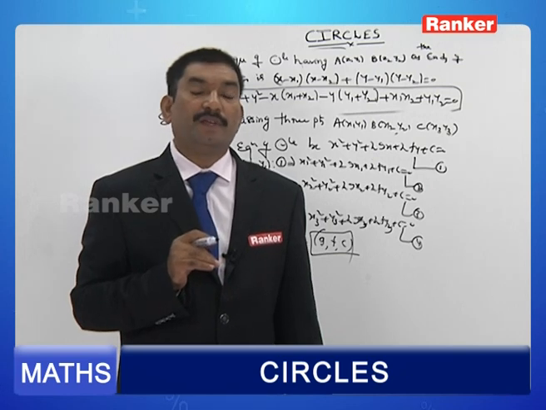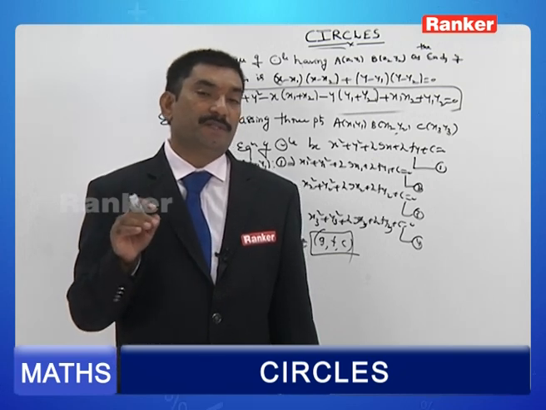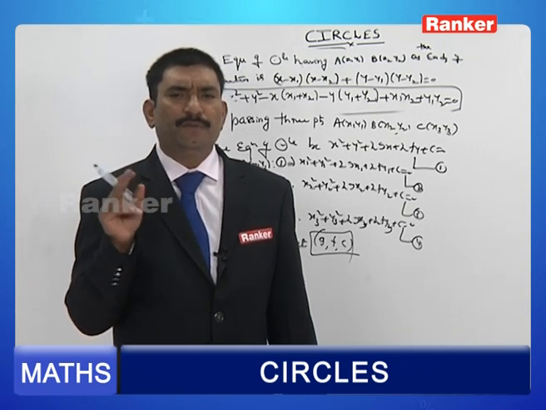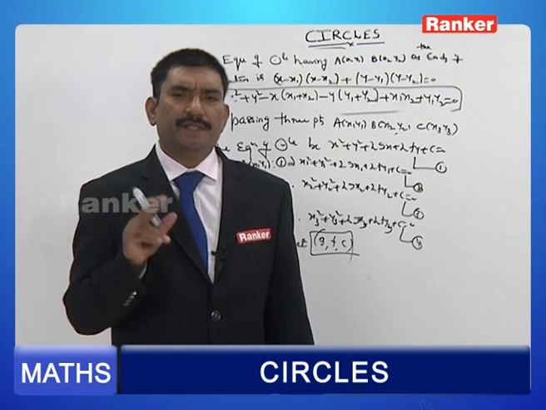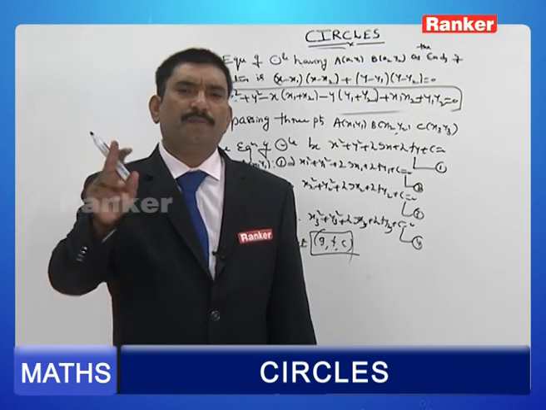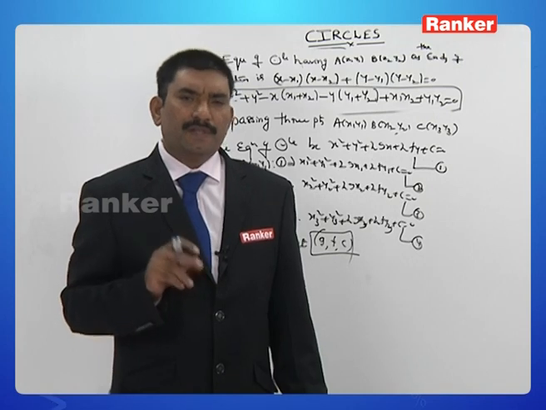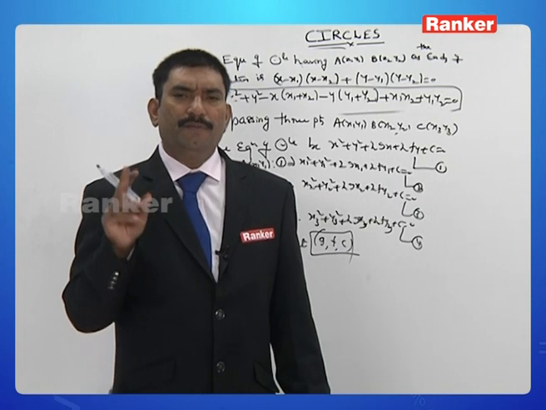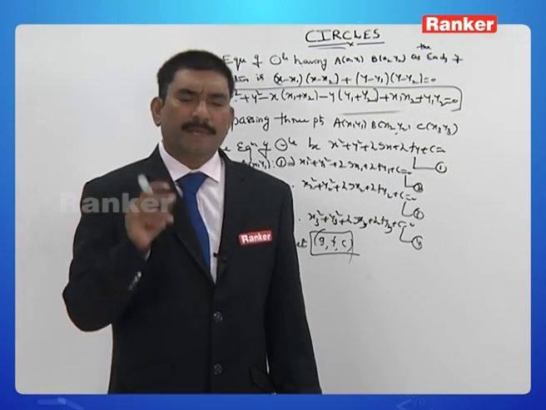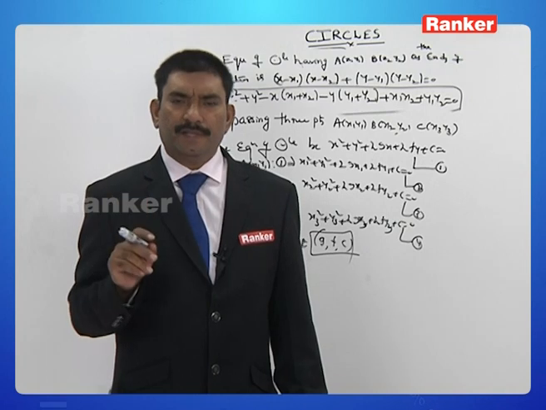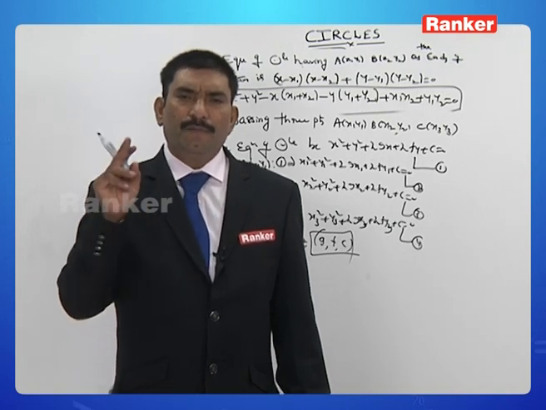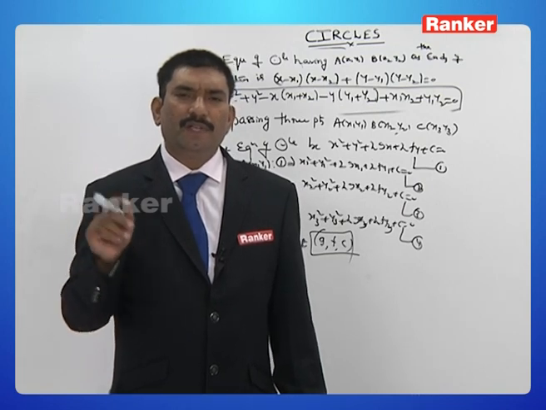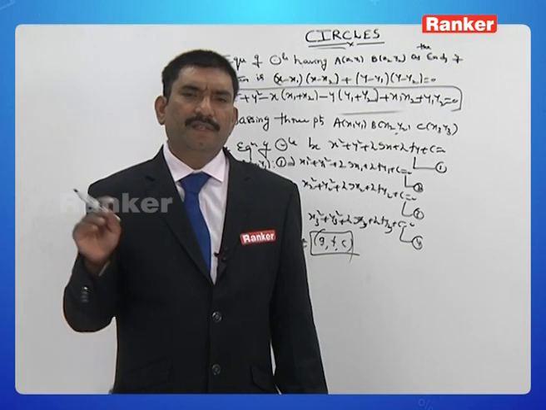This is the second method. What first method did I tell? Passing through 3 points. That is the determinant x1 y1 1, x2 y2 1, x3 y3 1 into x square plus y square, plus the determinant with c1 c2 c3, y1 y2 y3, 1 1 1 into x, plus the determinant x1 x2 x3, c1 c2 c3, 1 1 1 into y, plus the determinant x1 y1 c1, x2 y2 c2, x3 y3 c3.